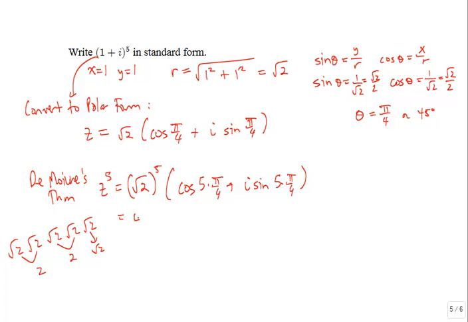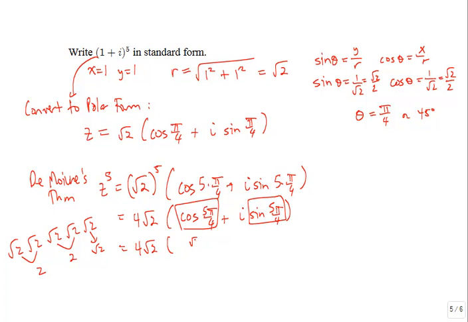2 times 2 gives me 4 root 2. So root 2 to the 5th simplified is 4 root 2. And then cosine of 5 pi over 4 and i sine of 5 pi over 4. Well, we know that that's a pi over 4 angle. So since we're trying to convert this back into standard form, we need to figure out what this is equivalent to and what this is equivalent to. They both have to be root 2 over 2's, but we need to figure out what the signs should be.